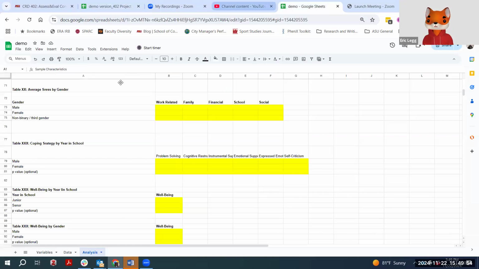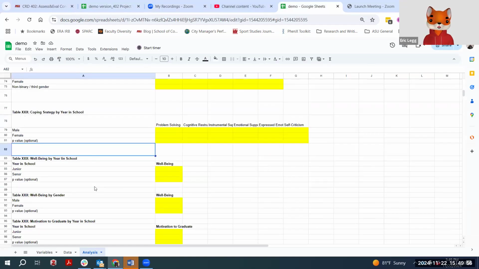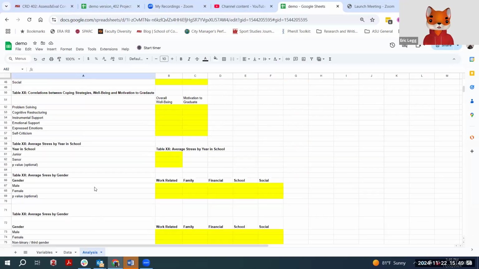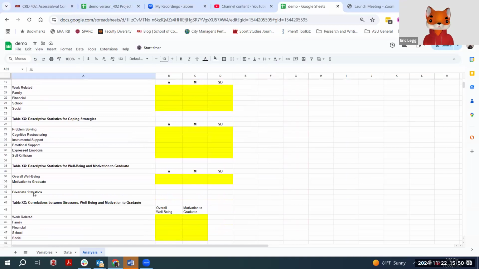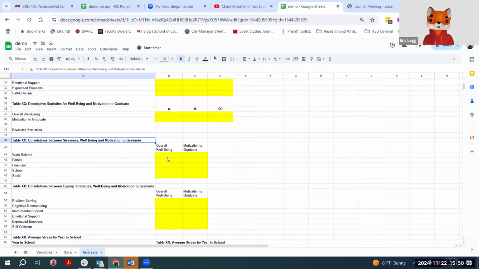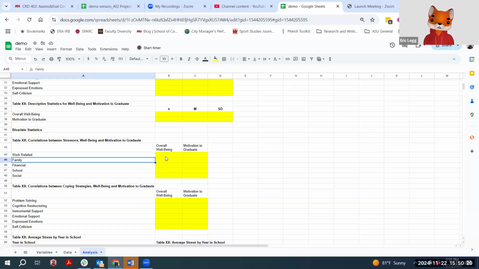On your analysis, these start at row 40. First set is correlations. Correlations are one of the easiest to do. Okay. So let's remind ourselves how we read this. The correlation between work-related stress and overall well-being, correlation between work-related stress and motivation to graduate, between family stress and overall well-being, etc.